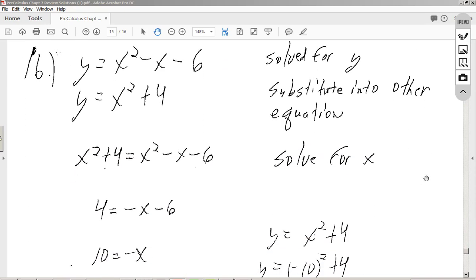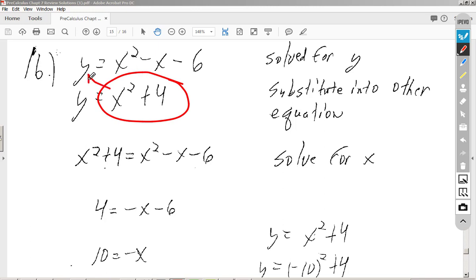On number 16, it says solve the system by the method of substitution. So we got y equals x squared minus x minus 6 for our first equation. We have y equals x squared plus 4 for our second equation. Both equations are already solved for y. It is just a matter of actually substituting into the other equation. So since this is solved for y, I'm just going to substitute that in place of y.